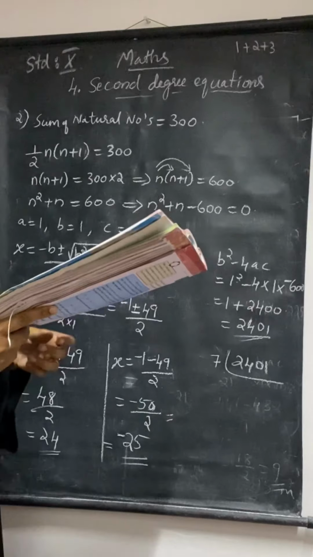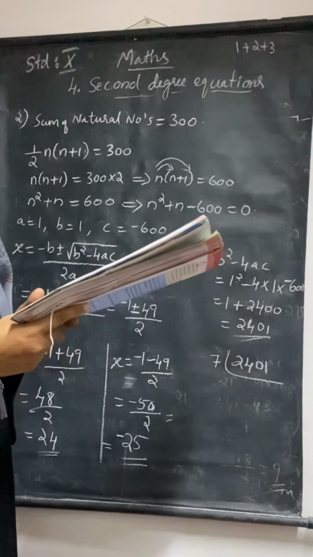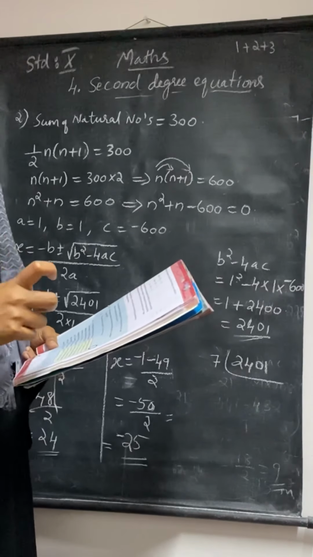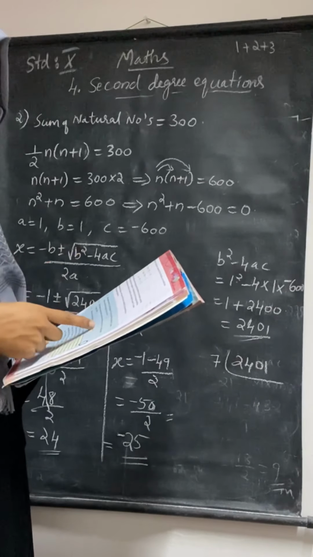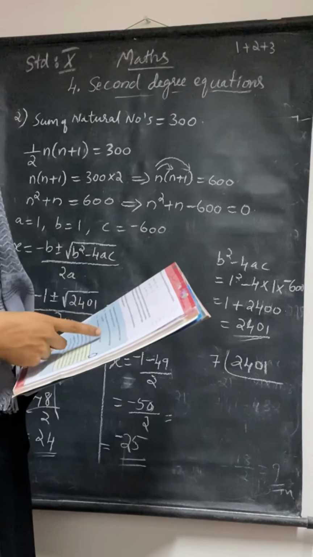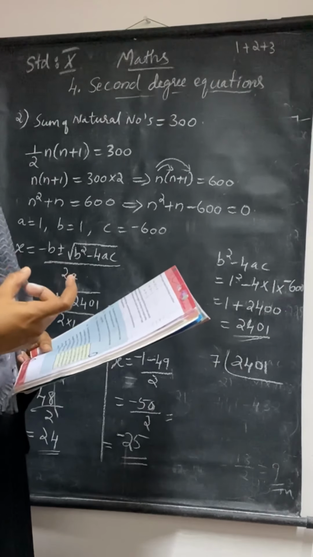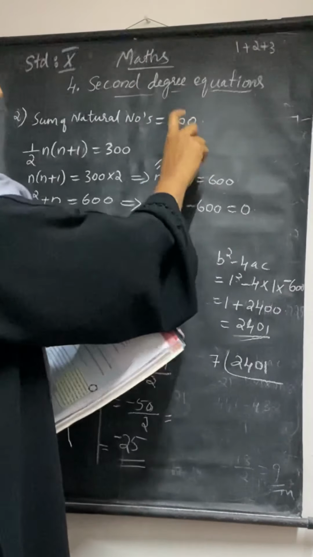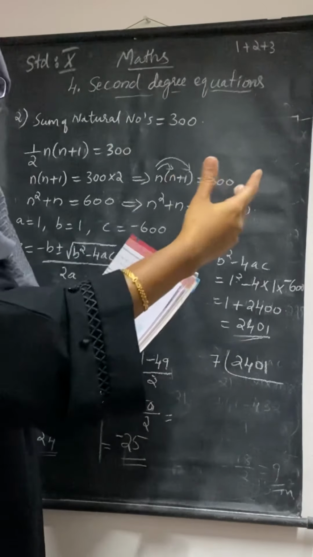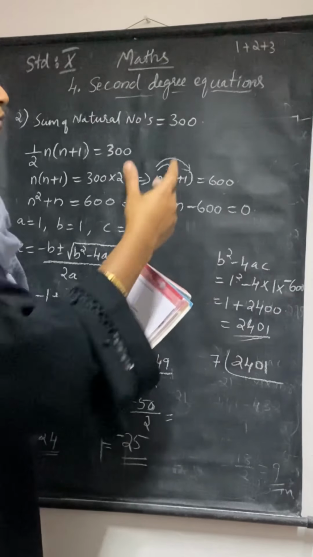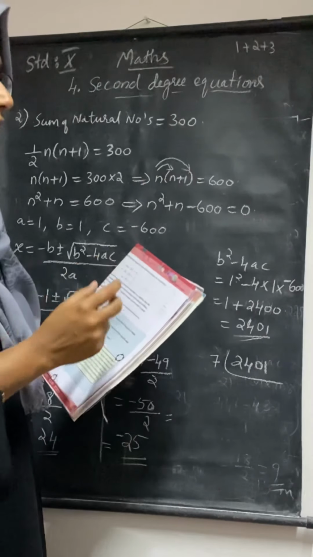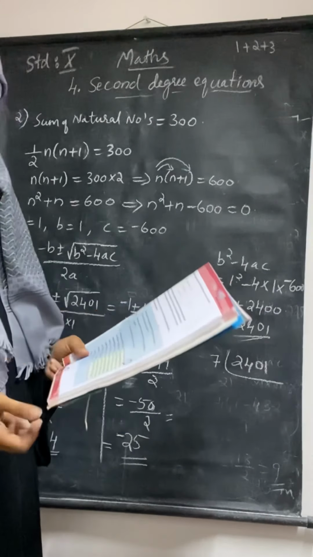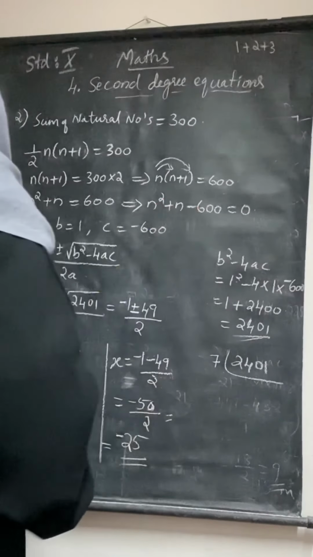Next problem, page number 97, question number 2. How many consecutive natural numbers starting from 1 should be added to get 300? So you have natural numbers starting from 1: 1, 2, 3, 4, 5 like that. How many consecutive natural numbers can we add to get 300? We don't know how many we are adding. The sum given is 300, and they are asking how many terms we must add to get 300, with the condition that they are consecutive natural numbers.